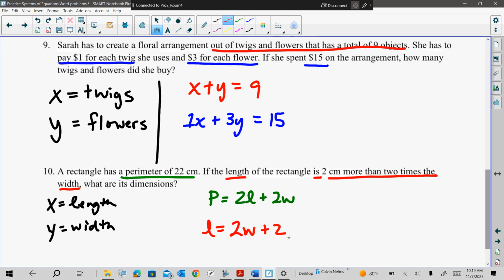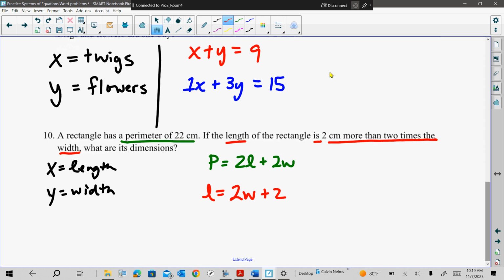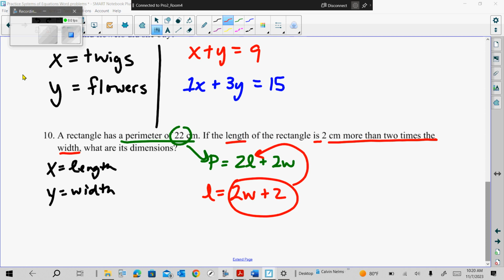So the last one, I think the fastest way is substitution, if you use the formula. Because I can substitute this 22 for the P, and then I can substitute this in for the L. Did you get that?